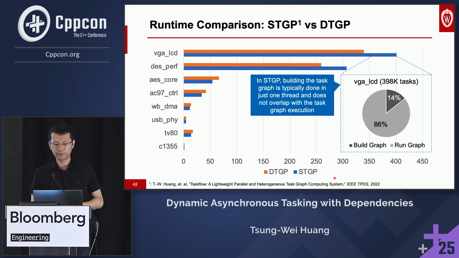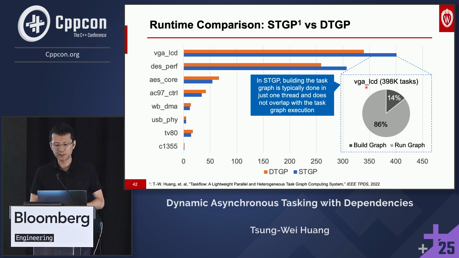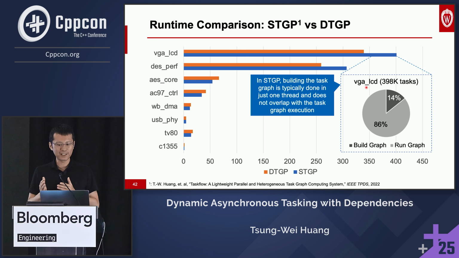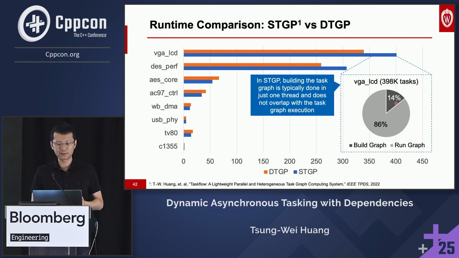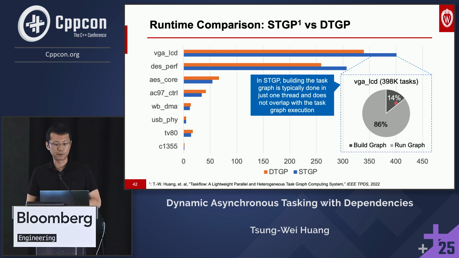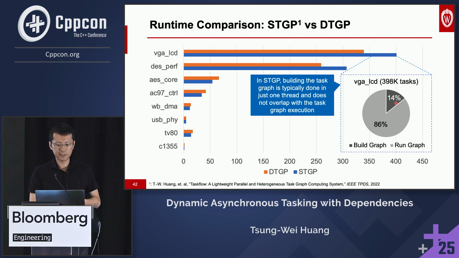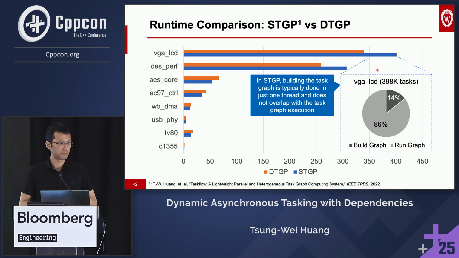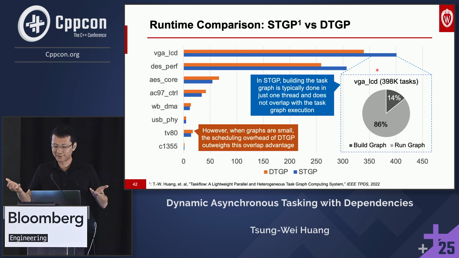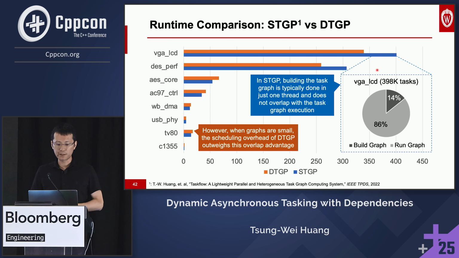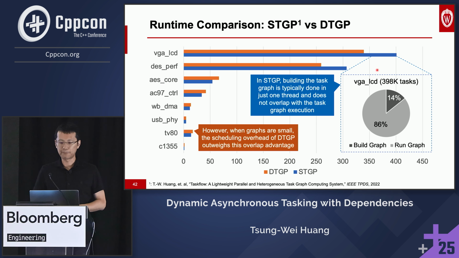For a large task graph like this benchmark DGLCD, which has about 400K tasks and dependencies, the time you spend on constructing the task graph is non-negligible. It's taking about 15% of the total runtime. In this case, DTGP will be about 9% faster than STGP. Obviously, when graphs are very small, then the scheduling overhead of DTGP will outweigh this overlap advantage.